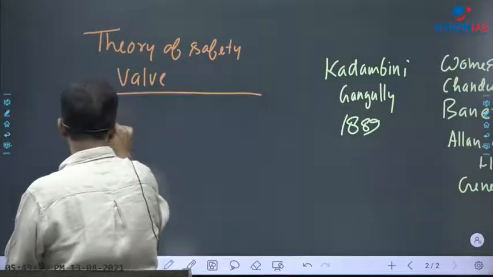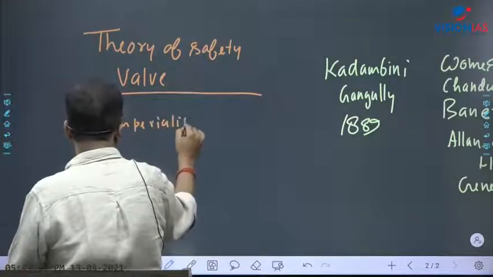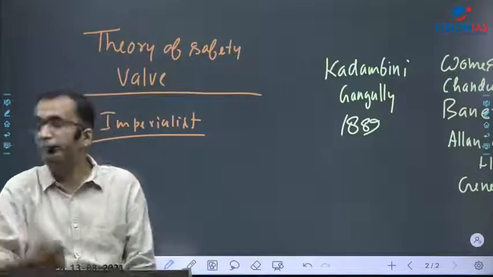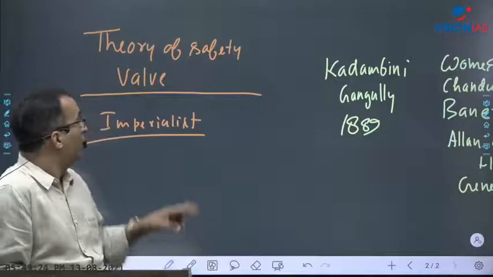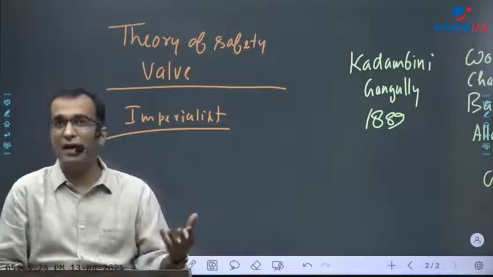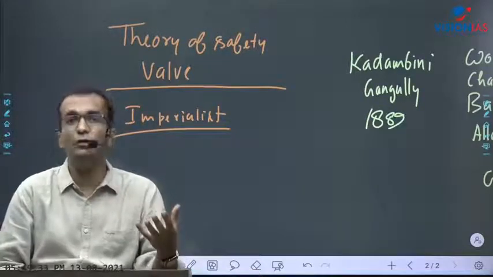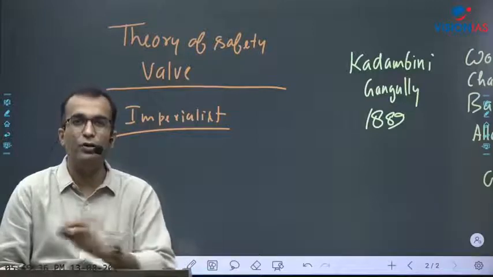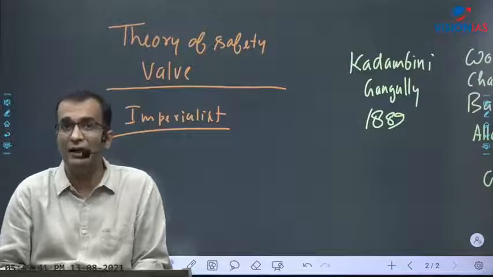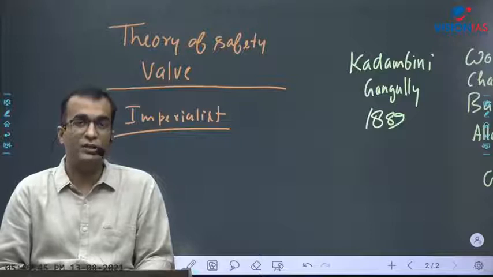Now listen, what is this theory of safety valve? As per the imperialist historians and thinkers, they said that the creation of the Indian National Congress was solely because of A.O. Hume, Allan Octavian Hume, and nobody else is responsible for the creation of the Indian National Congress. Then they further maintained why A.O. Hume was going forward with the creation of the Indian National Congress.